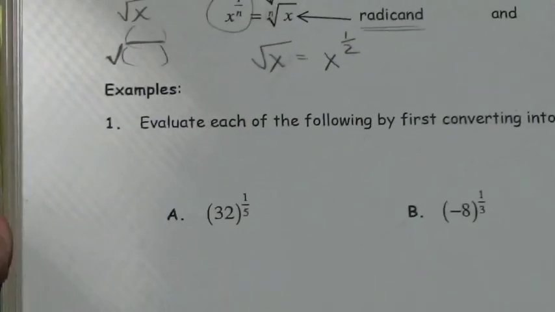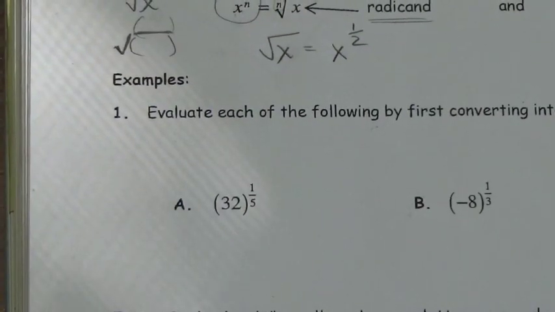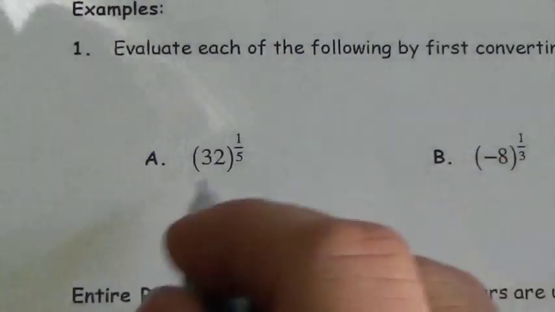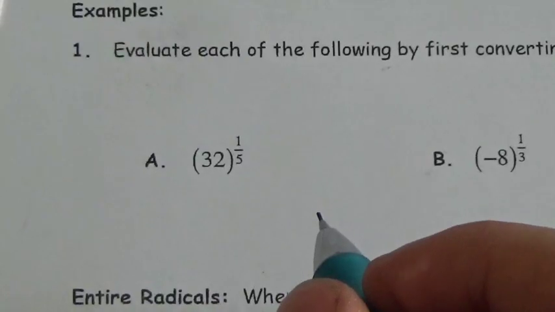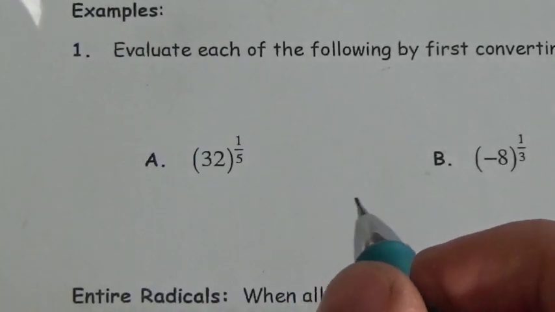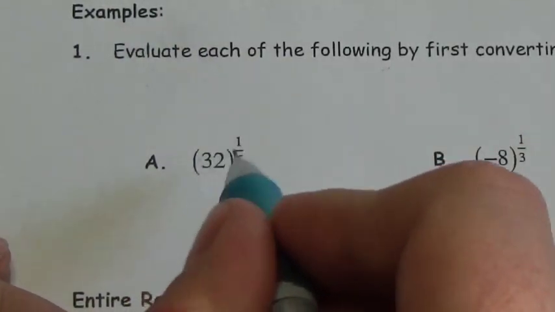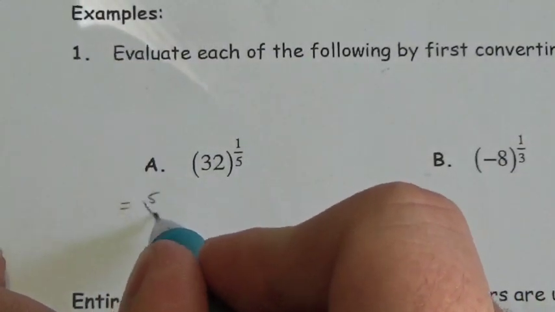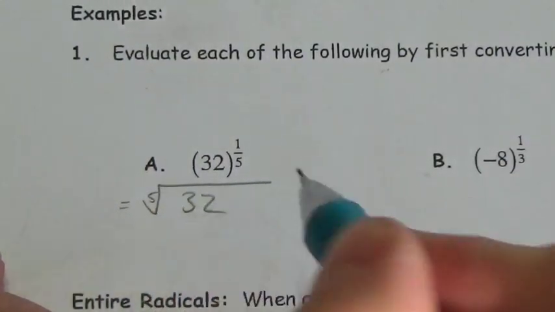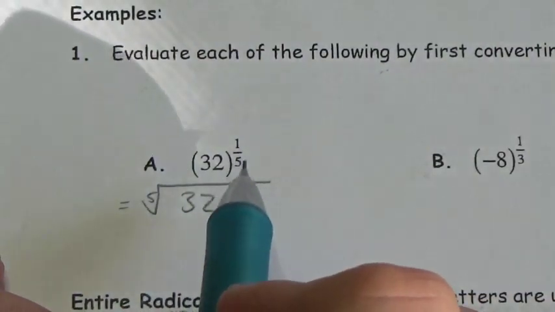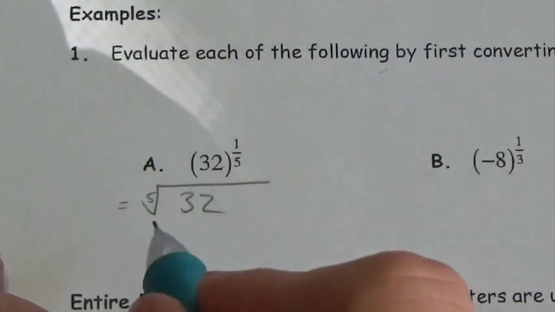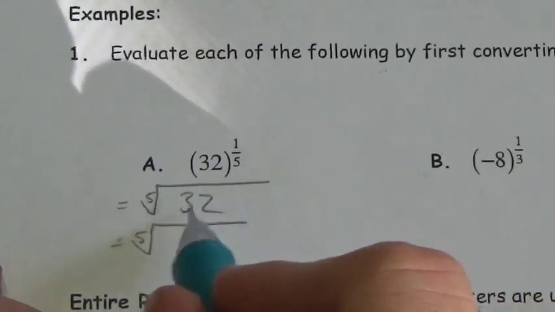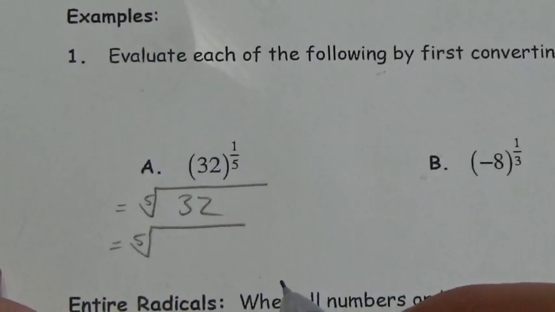So to start off with here, we're going to evaluate each of these next powers by converting it first of all to radical form and then simplifying. So for example, the 32 to the 1/5, what that means is that is the 5th root of 32. Okay, 5 in the denominator, 1 is the exponent. Now, what I recommend that people do is we take that 32 and break that down into its prime factors.